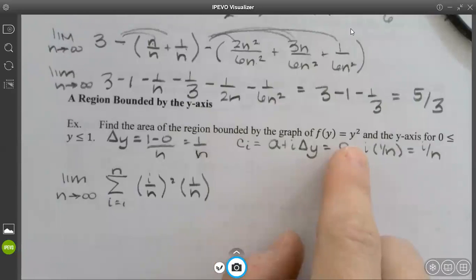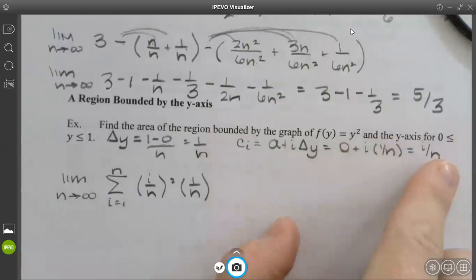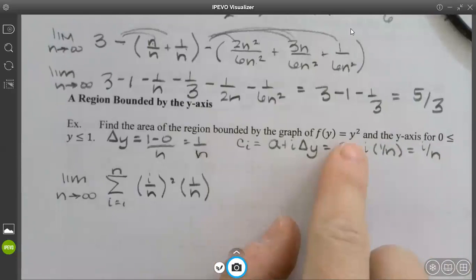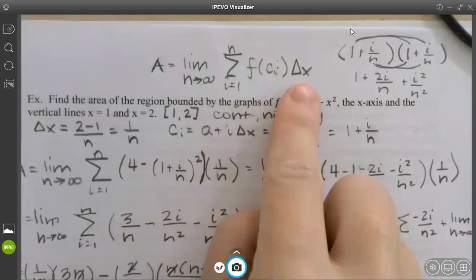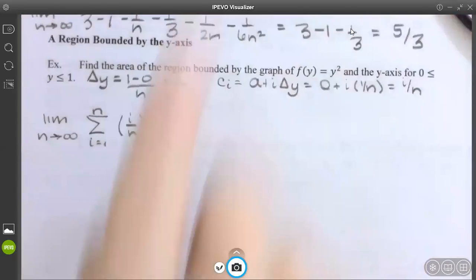All right, so your CI is I over N. When we plug it in, it'll be I over N squared. Then your equation says multiply that by delta X. In our case, it's delta Y. What is delta Y?